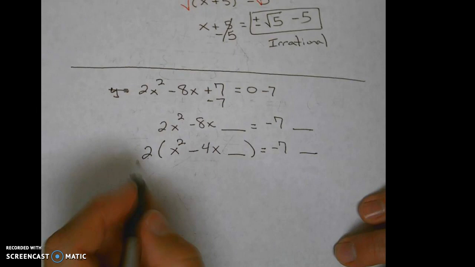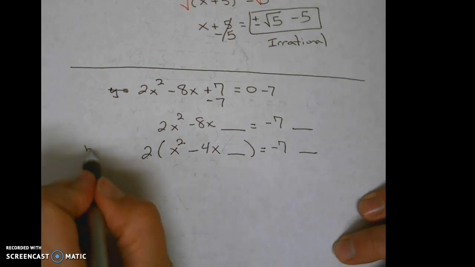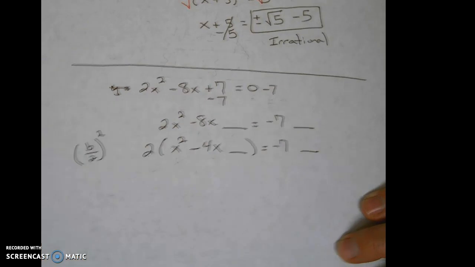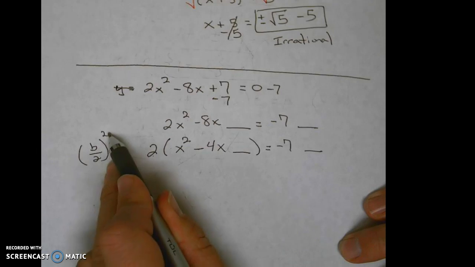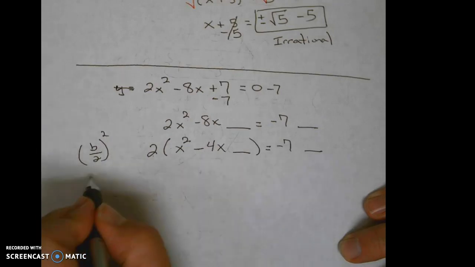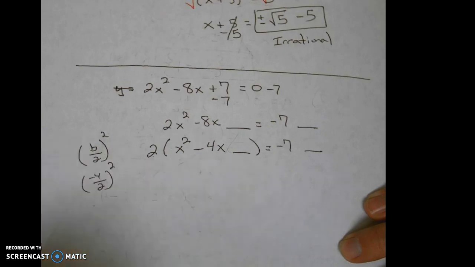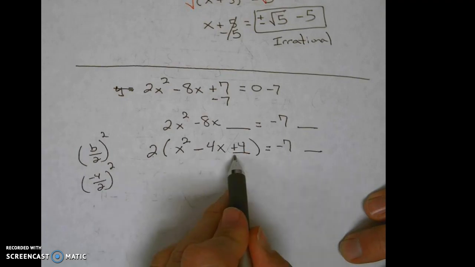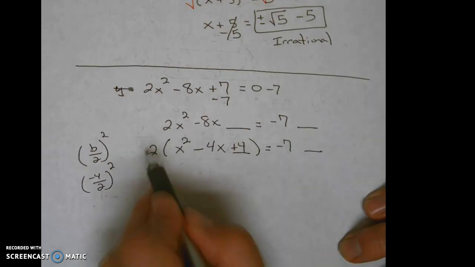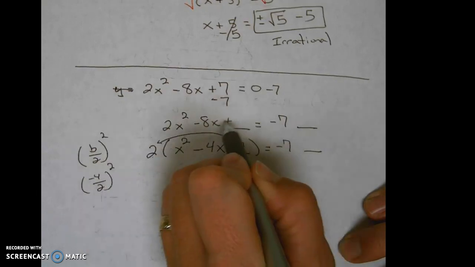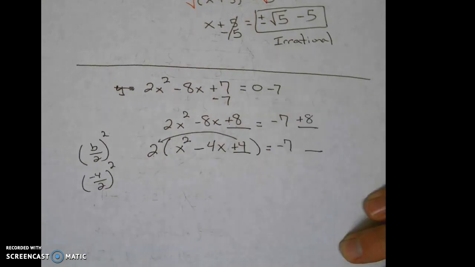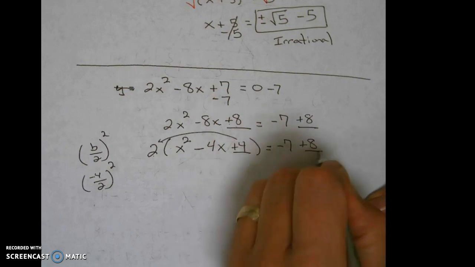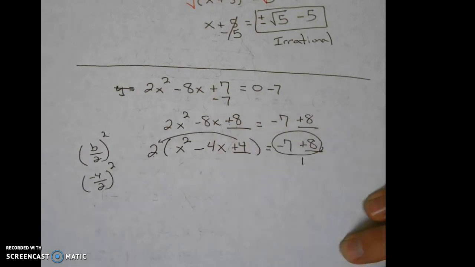Now we're going to go ahead and complete the square. So remember the little formula that we use to make a perfect square? We're going to take the b value divided by 2 and square it. So negative 4 divided by 2 squared is 4. So now we just made a perfect square. Then we have to multiply the 4 times the 2 to get the 8, which we add. If you add 8 on the left, we have to add 8 on the right. And that's going to make 1 over here.